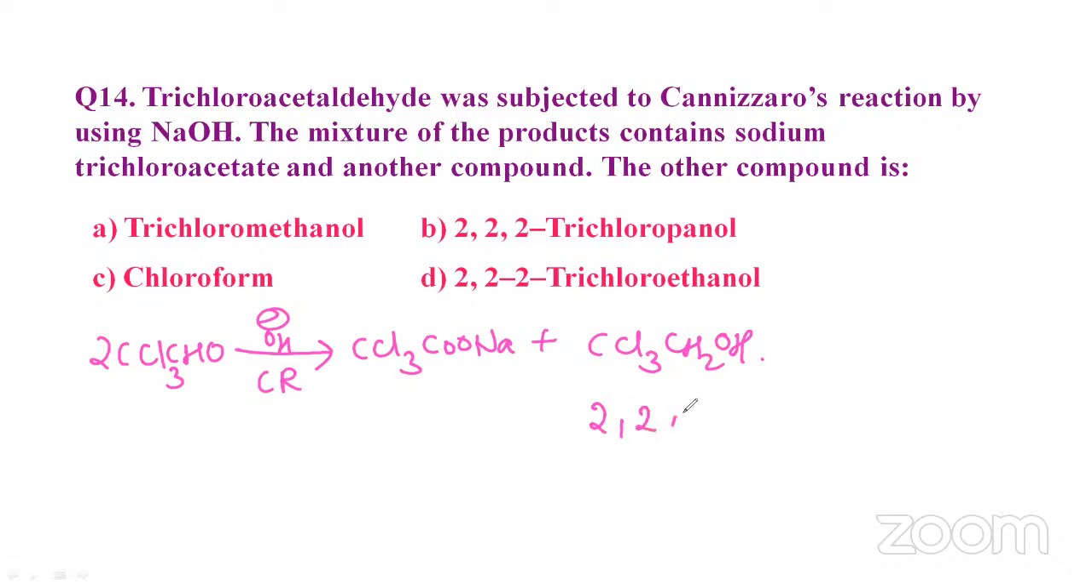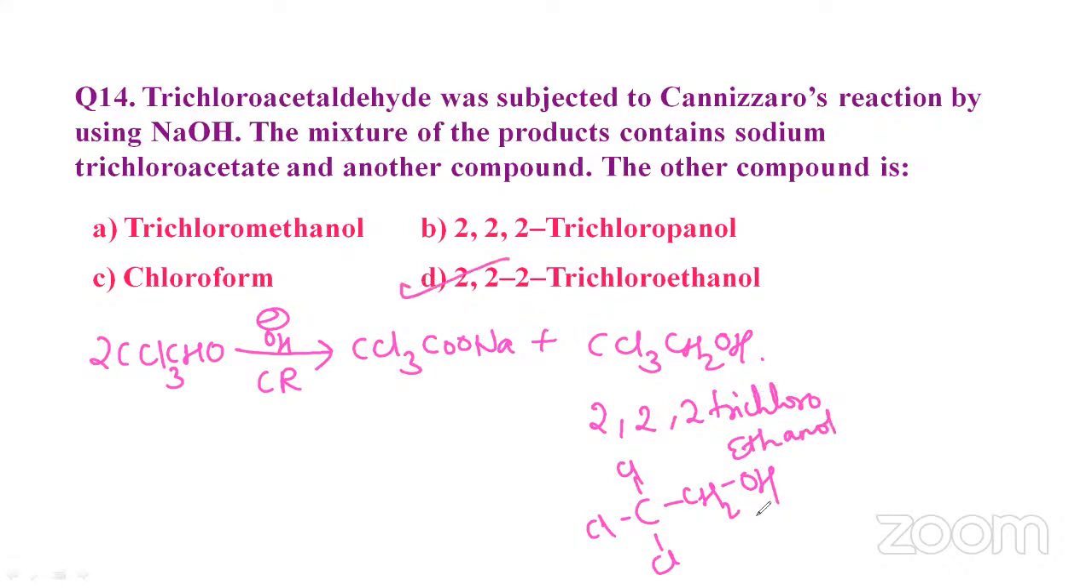So it is like this, Cl, Cl, Cl. Yes, you can name this now. It is 2,2,2-trichloroethanol. It is ethanol, CH2OH. So the correct answer is D.